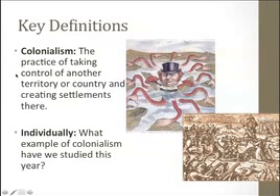Here's another definition that I think is really important: colonialism. Colonialism is a type of imperialism when the country takes direct control and creates settlements in the other country. So, a type of imperialism where you're creating settlements. Again, think of an example of colonialism that we've already studied this year, and you can pause this screencast while you're doing so.